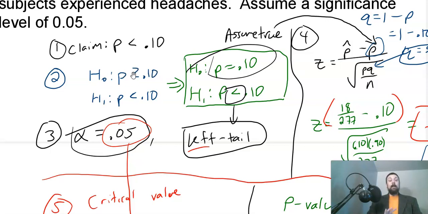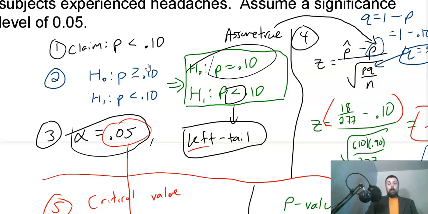If P is not greater than or equal to 10%, then the alternative must be true, right? The opposite must be true. The opposite being the claim that we were testing. So I don't know if I said that right. I feel like I kind of butchered what I was saying there. So let me try to say it one more time.